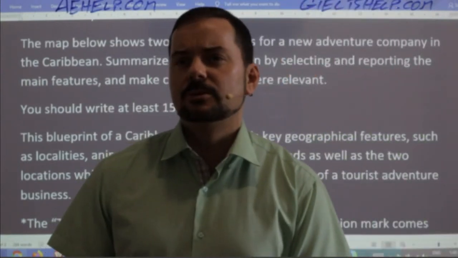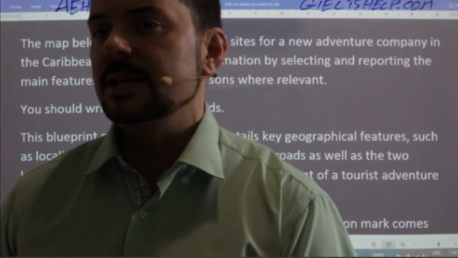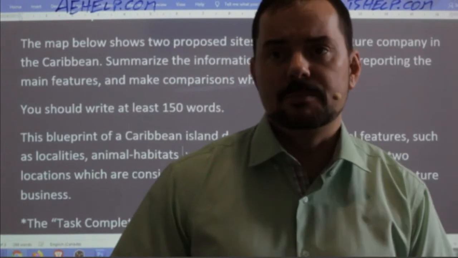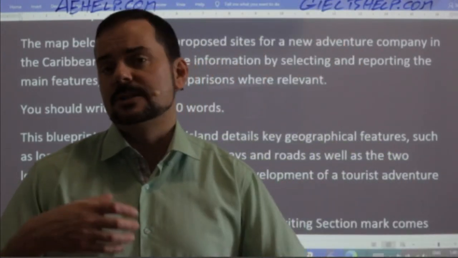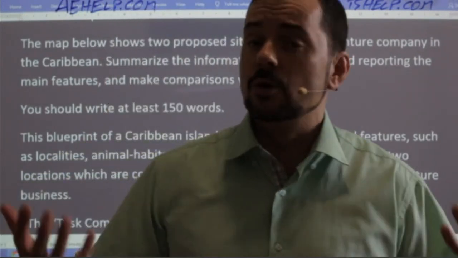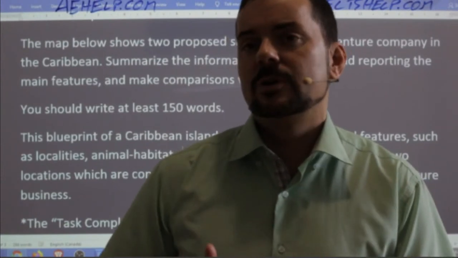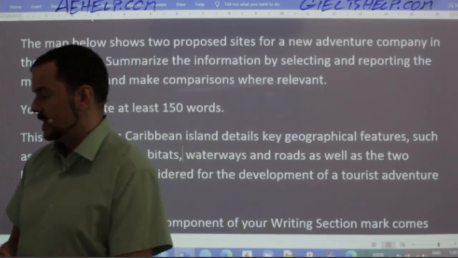Janiel says, the given blueprint illustrates the Caribbean island where two proposed sites are to be built for a new adventure company. Yeah, you have to use your passive voice here, Janiel, because we're not saying who's building it. We don't necessarily know who the owner of this company is. So you need some more grammar and some more words in there, Janiel, using the passive voice, okay?